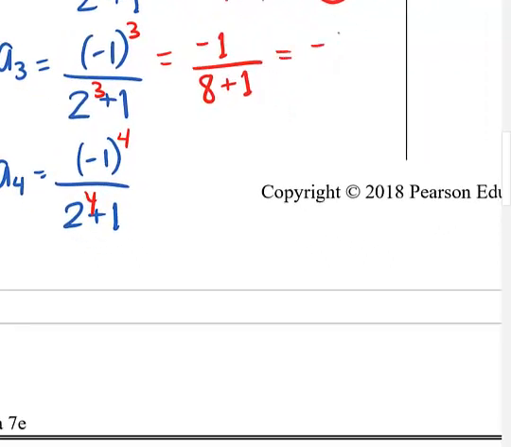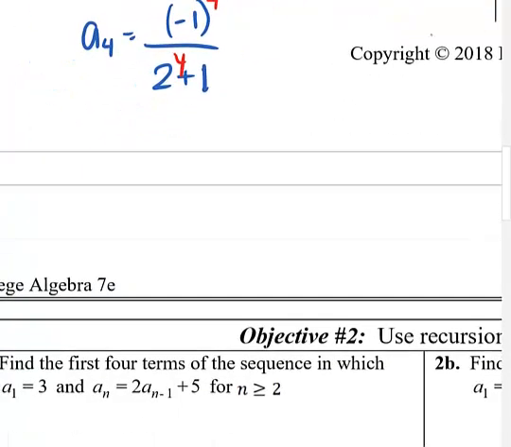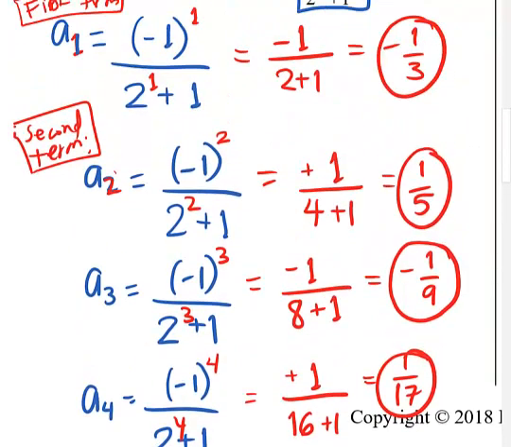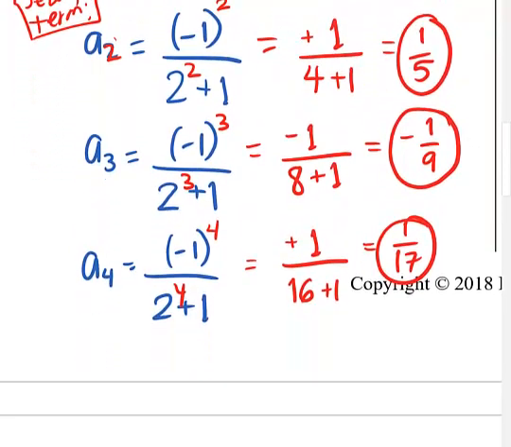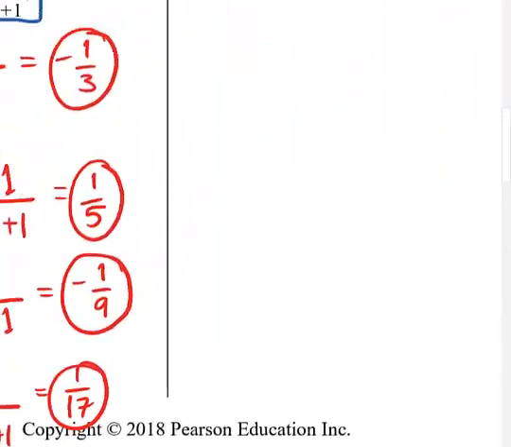Looks like the third term is going to be negative 1/9. And then the fourth term, which is the last term we care about, because they only asked for 4 terms, is going to be negative 1 to the 4th. That's an even power, so we get a positive 1 out of that, over 2 to the 4th, which is 16, plus 1, makes 1/17. So looks like our first 4 terms are negative 1/3, positive 1/5, negative 1/9, and positive 1/17.